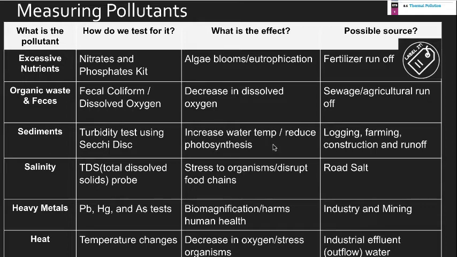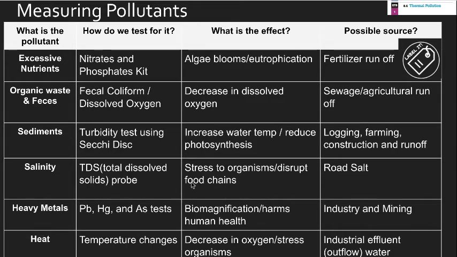Some impacts of sediments can be increased water temperature, reduced rates of photosynthesis as a result of the sunlight not being able to penetrate through the water as far as it would be able to if it were not cloudy from sediments. Logging, forestry, farming, construction, all these things that lead to increased erosion that we've talked about before can lead to increasing sediments.